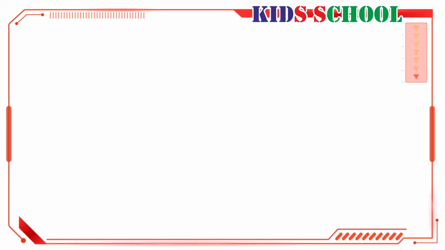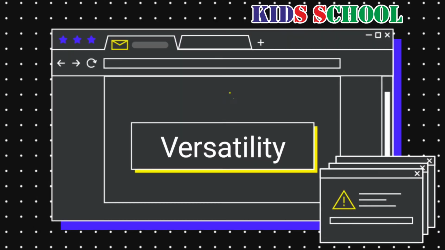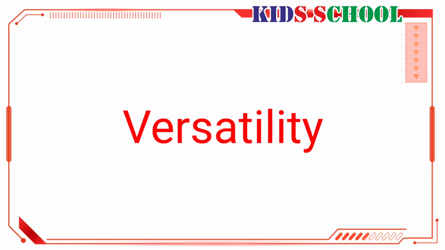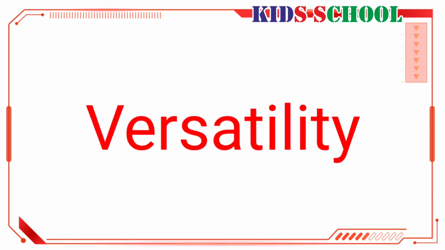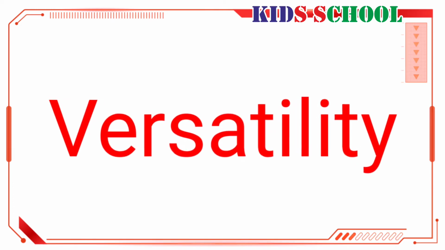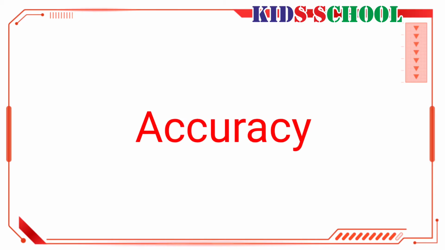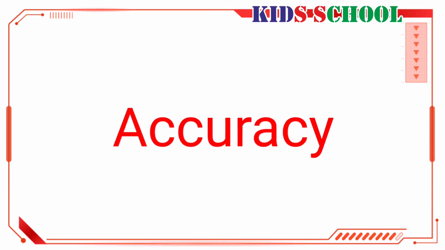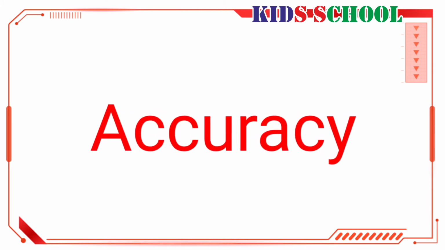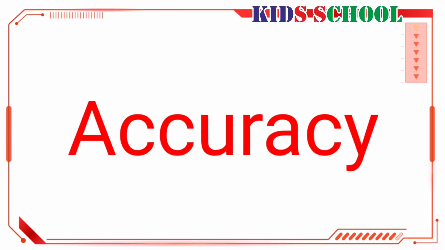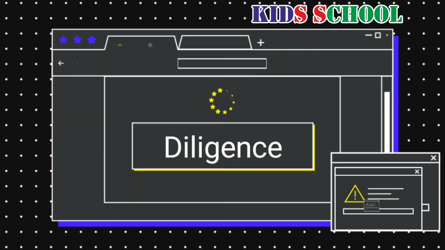Speed. Computers work at a very high speed. They can perform millions of calculations in a few seconds. Versatility. Computers can perform various tasks from solving sums to designing spacecraft. Accuracy. Computers give accurate results. They never make mistakes until the people using them give wrong instructions.